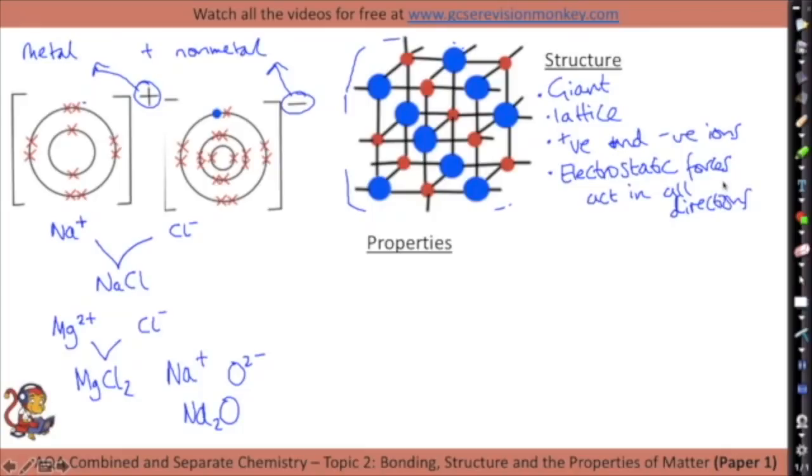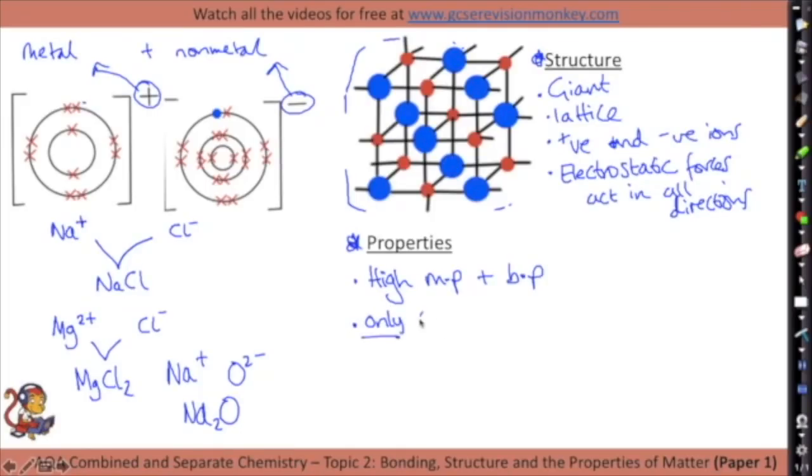Check very carefully in the exam whether they're actually asking you about properties or structure or both, because properties are a bit different. Properties are talking about melting points and boiling points, for example. These ionic compounds have high melting points and high boiling points. They don't conduct electricity when they are a solid, but they will conduct electricity when they are molten, and I'll explain why in just a sec.